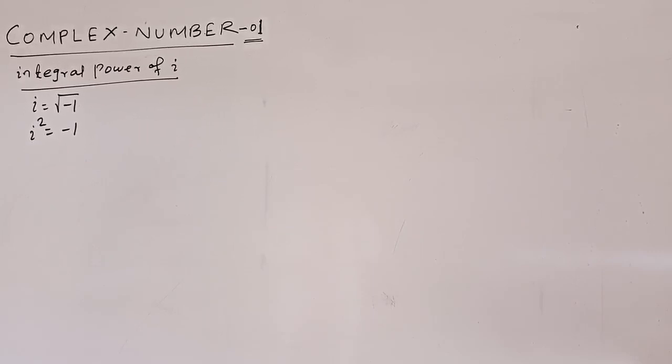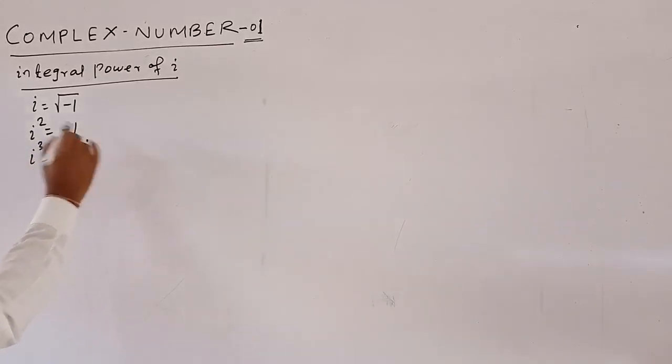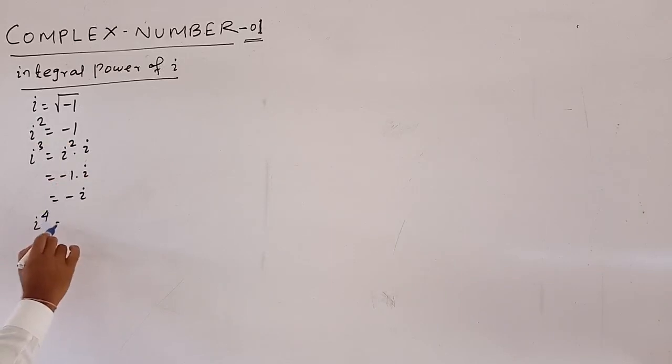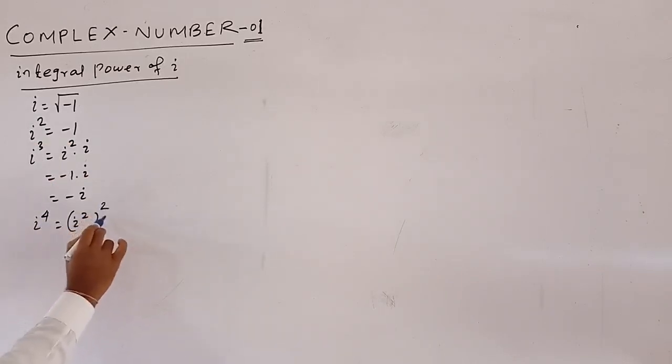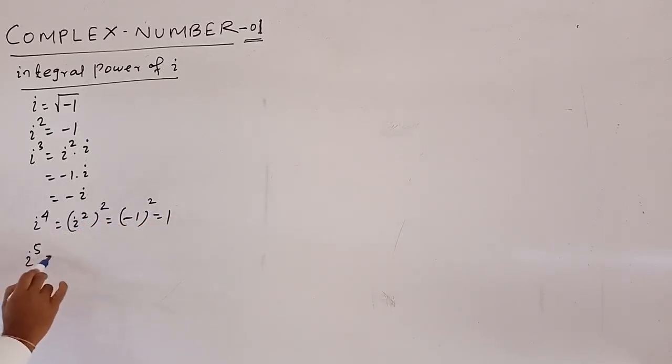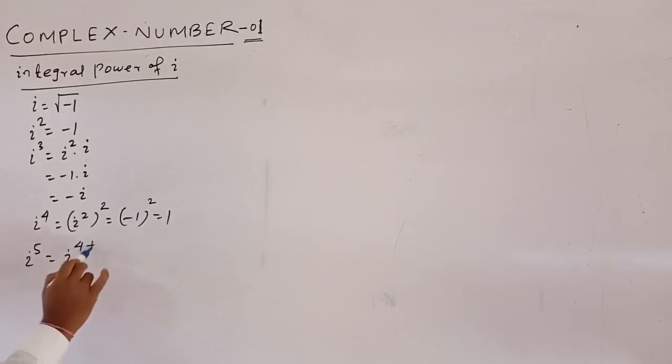So i equals root over minus 1, but i square equals minus 1. Okay, because if you are taking the square, i square equals minus 1. And what will be i cube? So i cube equals i square into i, which is minus 1 into i, this is minus i. Then i fourth means i square squared, and this is minus 1 squared, equal to 1. So i fourth equals 1.